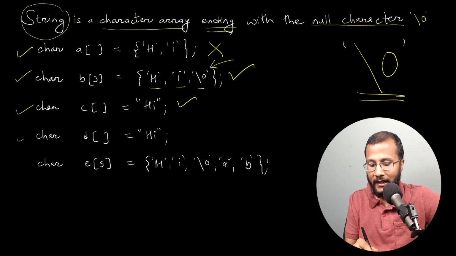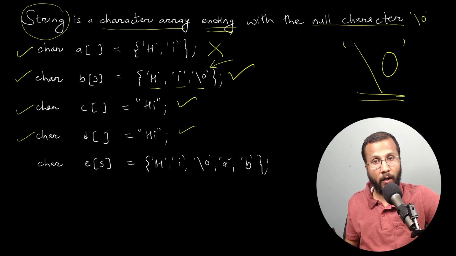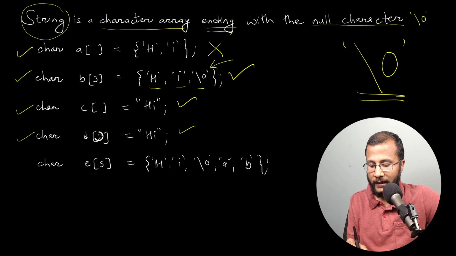Let's talk about D. Character array D is again having "hi". Okay, it's the same as C, right? So this is also a string, there's no doubt in this. Okay, but if I now give the size here as 2, let's make it D[2]. Whenever I make it D[2], I am confining myself to 2 characters. I have just 2 characters in D. The first character is H and the second character is I.